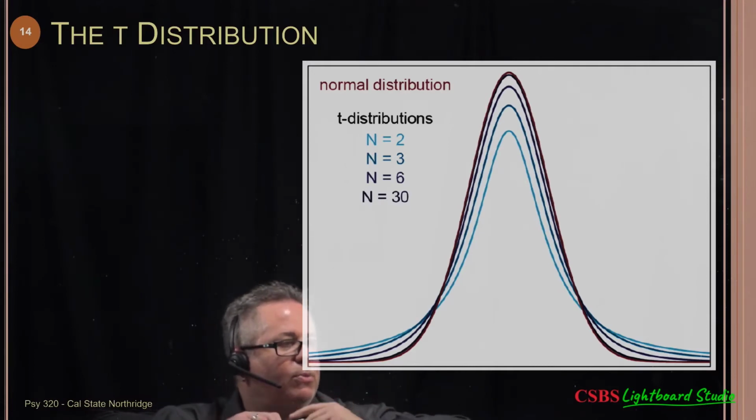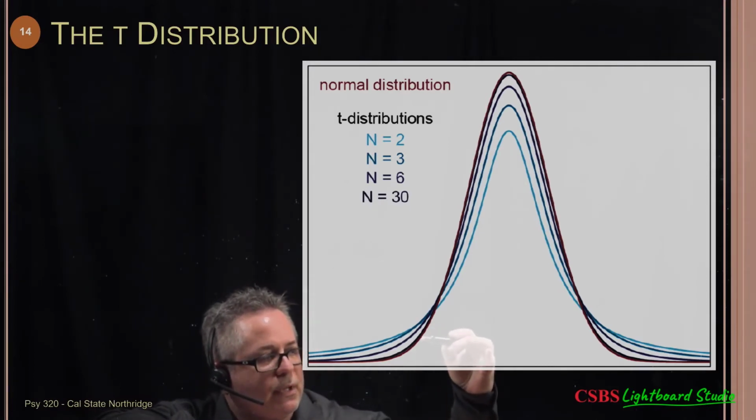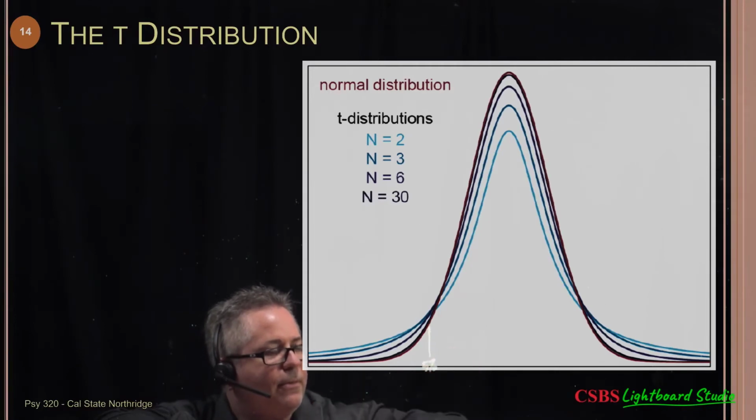So if I look at a normal distribution, let's say that this is 5%. I don't know if it is, I'm just making it up. Let's say this is 5%. Okay, that's my 5% mark. Now look at the one in light blue.